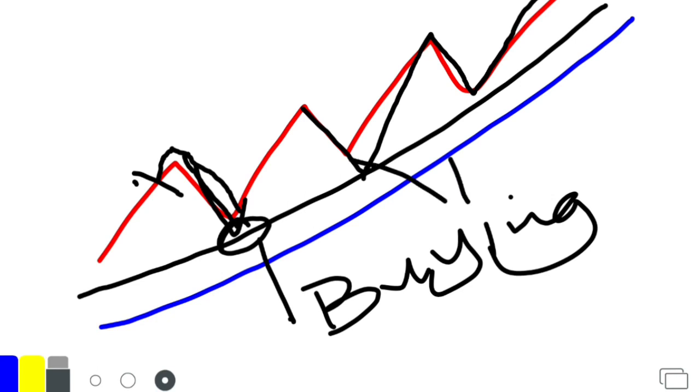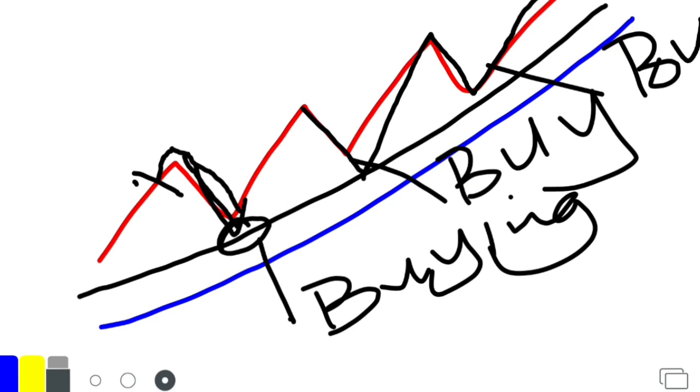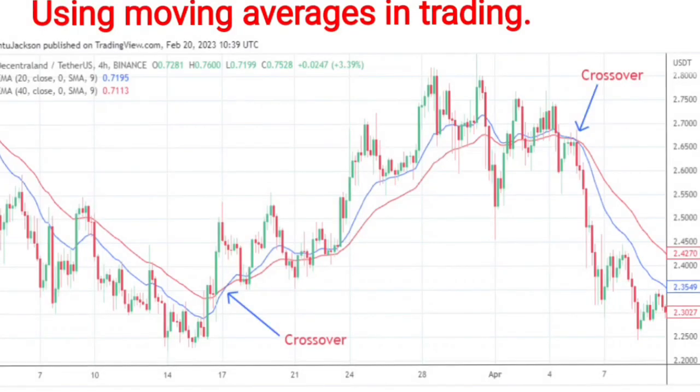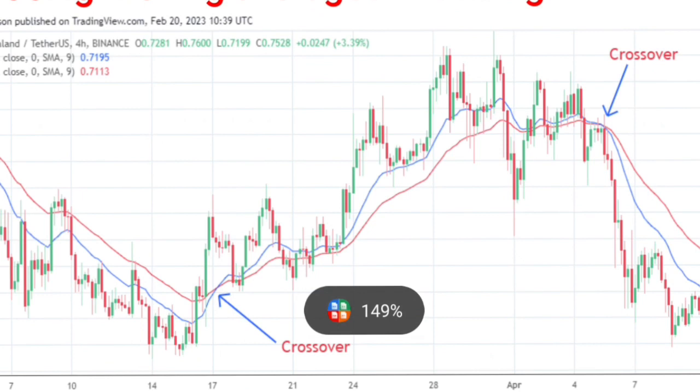So this is also a good buying point, as well as this one. So you are going to be buying these markets immediately they hit the moving average and they are bouncing back, right? So let's again go back to our slides. Okay, so from this, let me try to zoom in here.